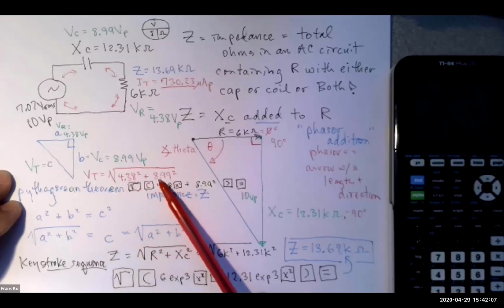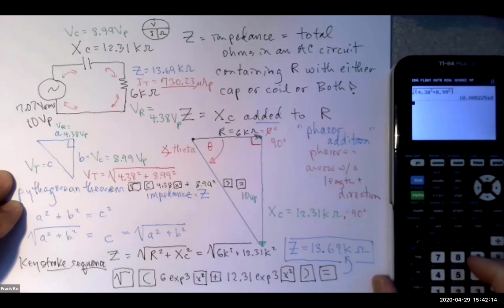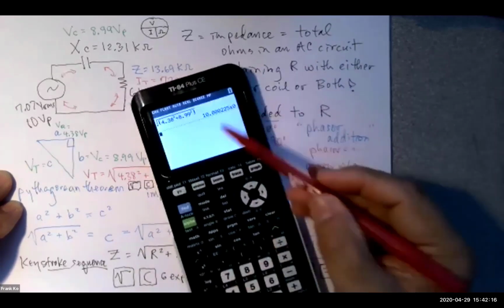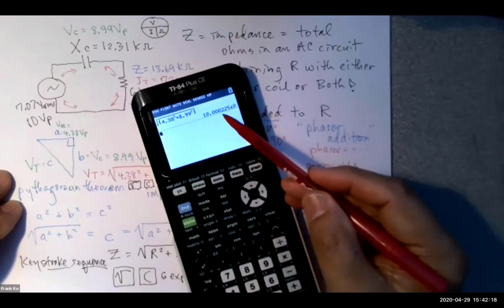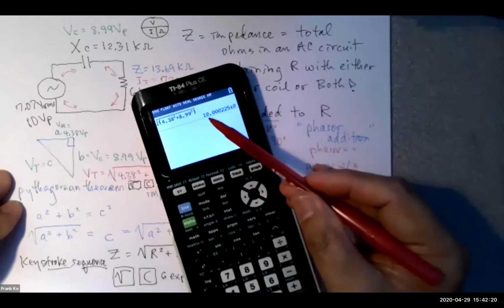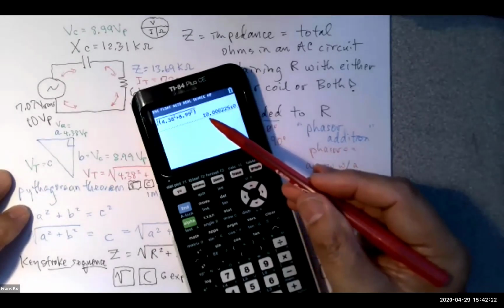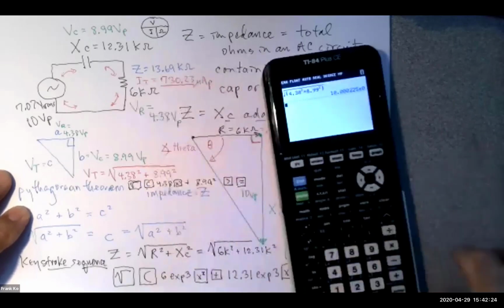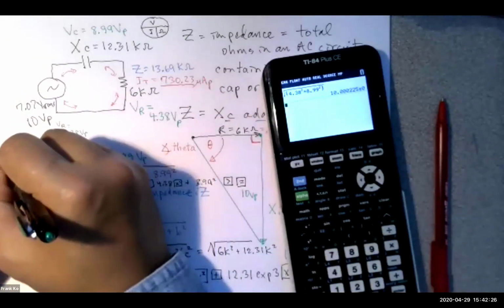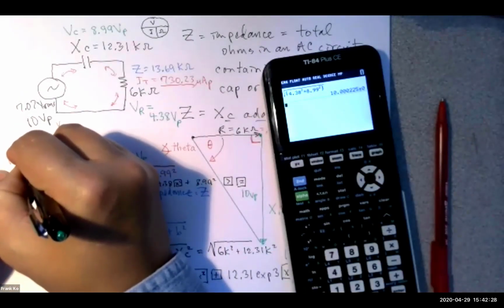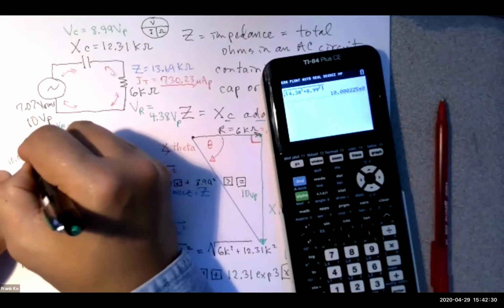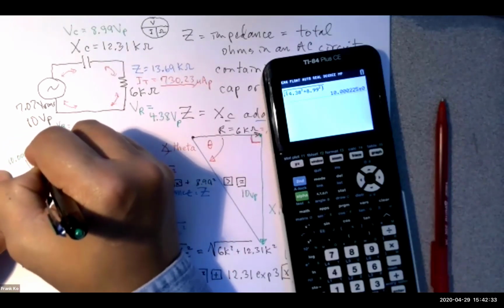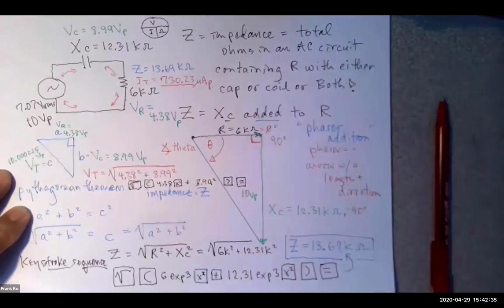And lo and behold, you end up with something that is pretty darn close to, in fact, my calculator shows 10.000225. Is that pretty darn close to 10 volts peak? Yeah. And so let's go ahead and write this here. 10.000225 volts peak. So that means our numbers are good.